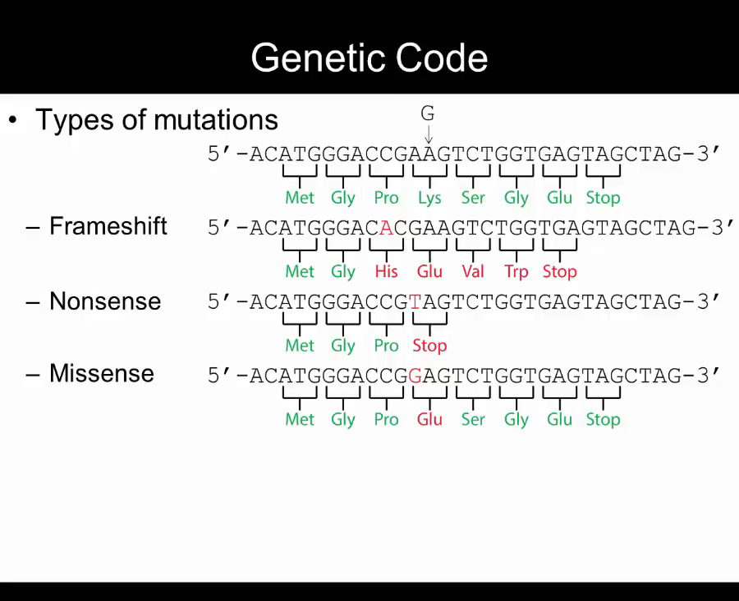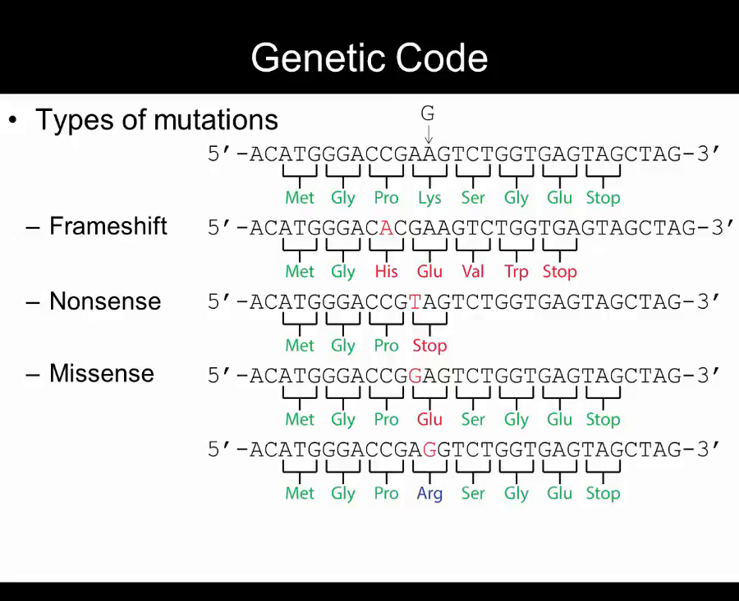Now let's say it was the next base over that was replaced with a guanine. This changes the amino acid from a lysine to an arginine, another missense mutation. But since lysine and arginine have similar chemical properties, both being positively charged, we call this a neutral mutation. Such a mutation could still damage protein function, but since the amino acids are similar, this is less likely.